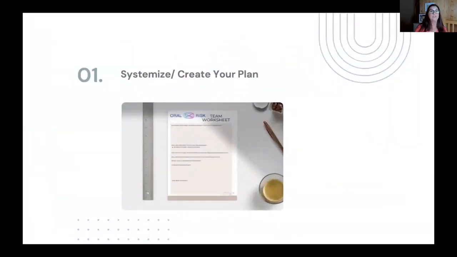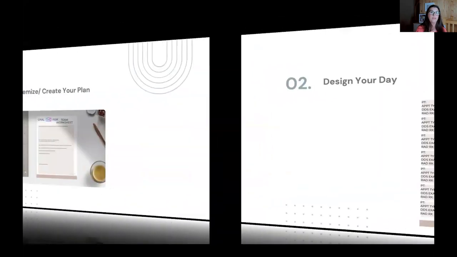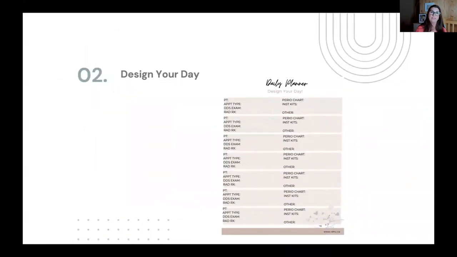Okay, so the first thing is we're going to systemize and create your plan. I created a worksheet that I will send you in our follow-up email, the after email. So it'll have all the questions, all the things to consider as a team before you launch. And then I always encourage you to have your day designed. So really look at who's coming in. If you can do it the night before, that's great. You can use this for so many different things, not just the AI genetics.